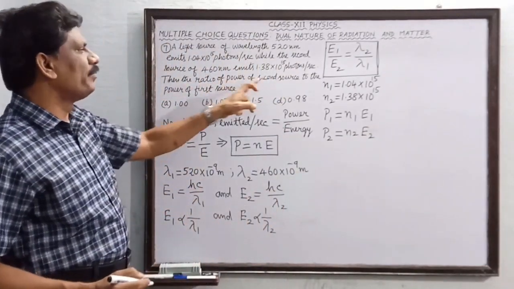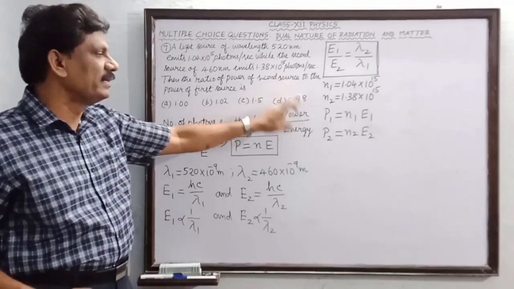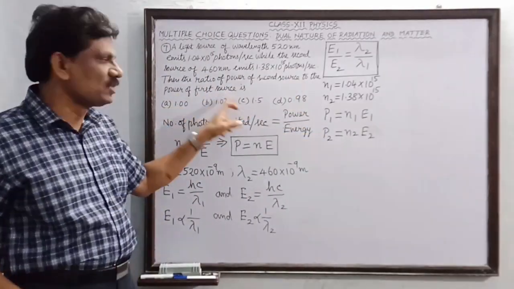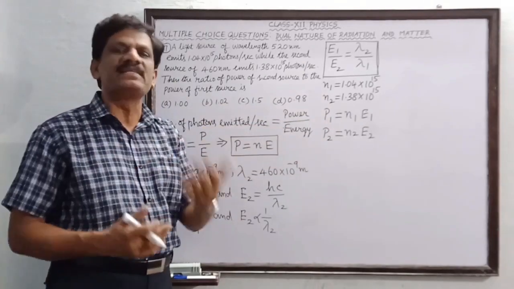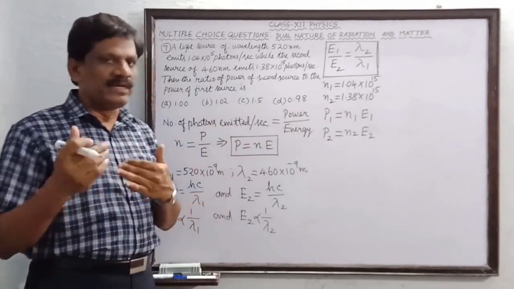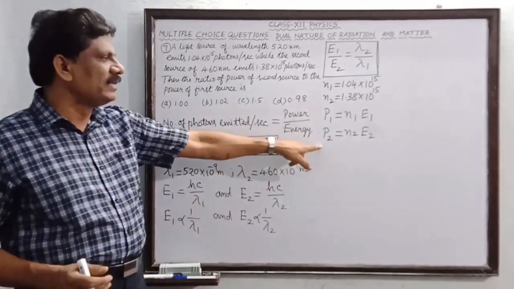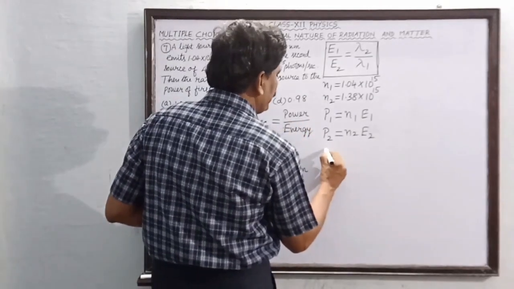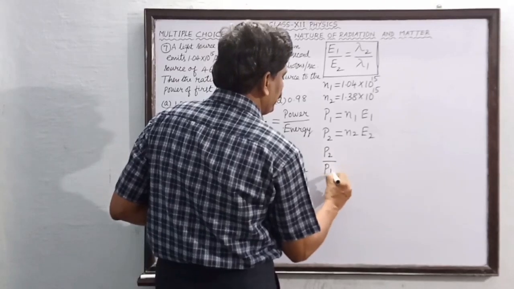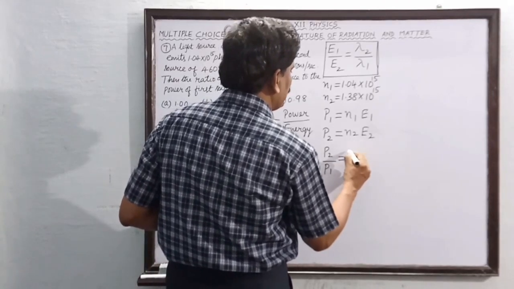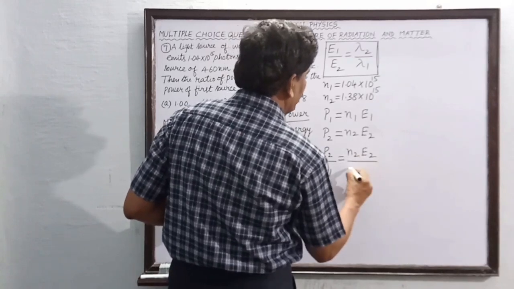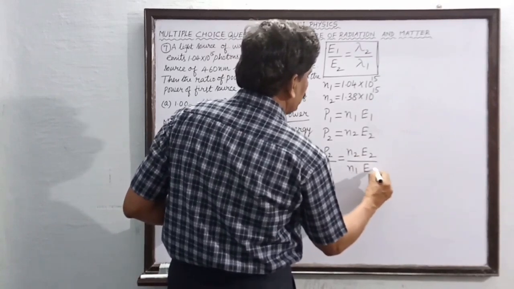The ratio of the power of the second source, that is P2, to that of the power of the first source, that is P1. So, which ratio is asked? It is P2 divided by P1. So I am going to divide this second equation by the first equation. So P2 divided by P1 is equal to what? N2 into E2 divided by N1 into E1.